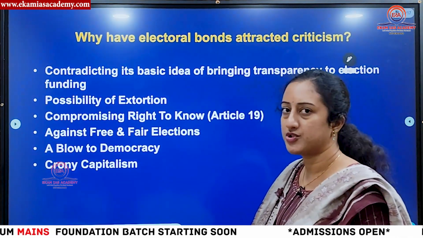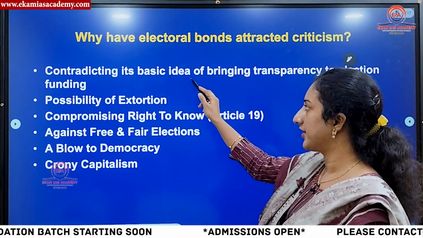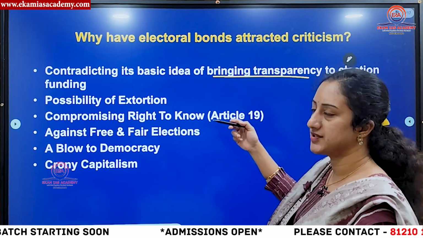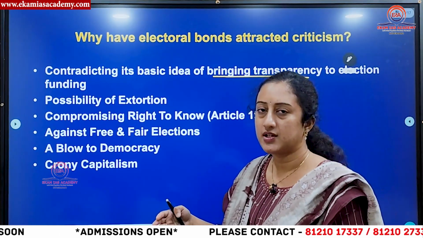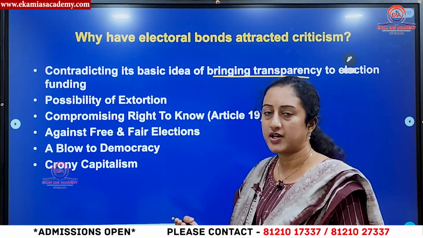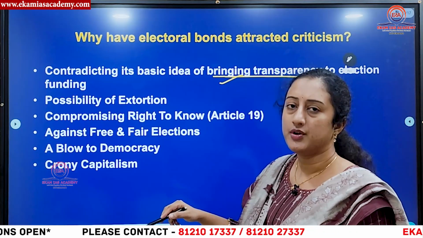Then why has so much criticism been attracted? Here you can see it is contradicting its basic idea of bringing transparency. They said that as the money is coming through the banking system, it is clean, but when you are not allowing the donor's identity to be revealed, then it is a clear violation of the right to transparency.